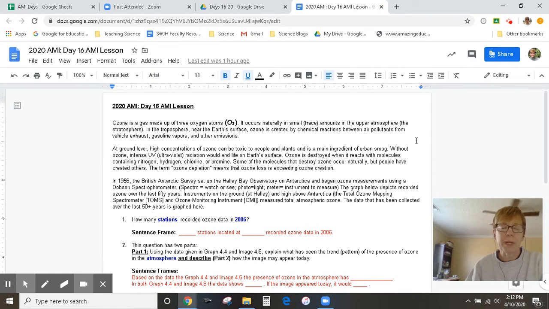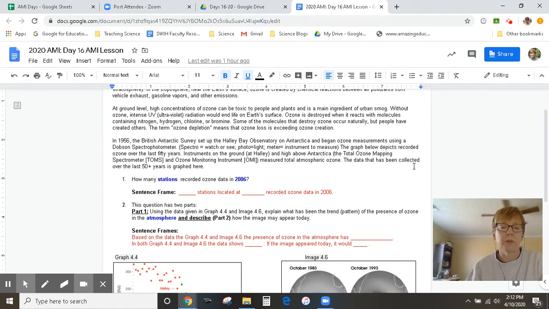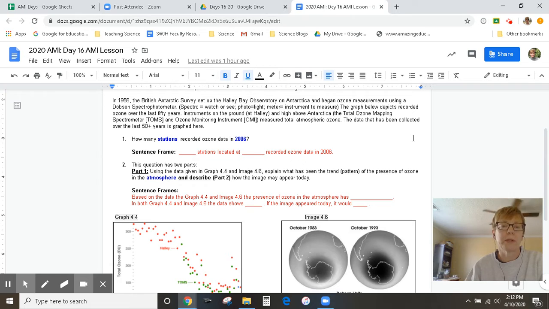So before we read the passage, I want to take a look at the question so we know what sort of information we need to look for as we're reading through the passage. Question number 1 says, how many stations recorded ozone data in 2006? So the two key words in here are stations and 2006. So we need to look for these two particular pieces of information as we read the passage.